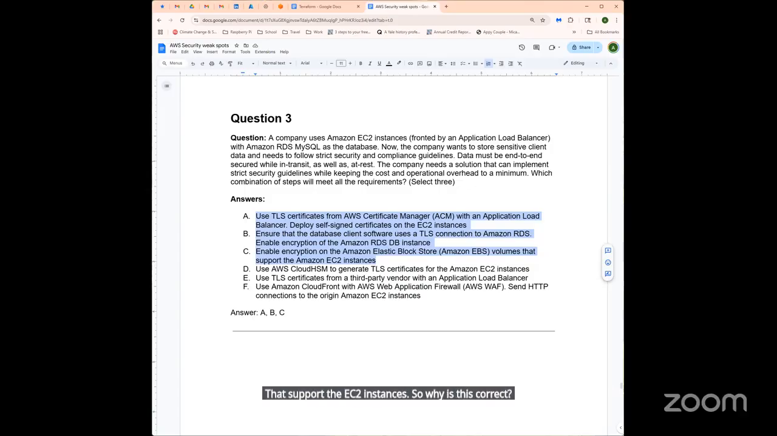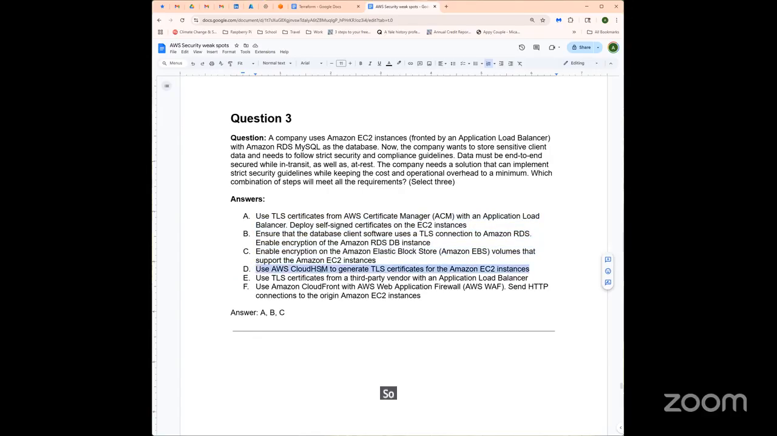So this combination provides end-to-end encryption. That includes Certificate Manager certificates on the load balancer, which is cost effective. Then it has self-signed certificates on the EC2 instances for backend encryption. And then you have TLS to RDS, the relational database, for database encryption, and Block Store encryption for data at rest. So why are the other answers incorrect?